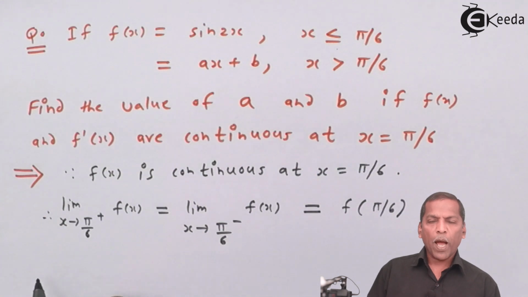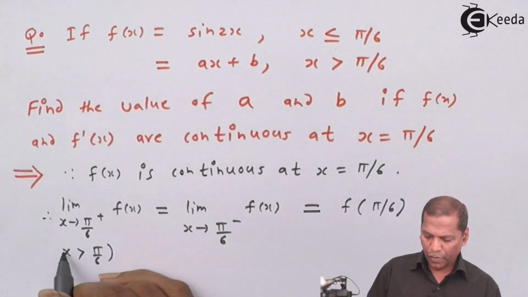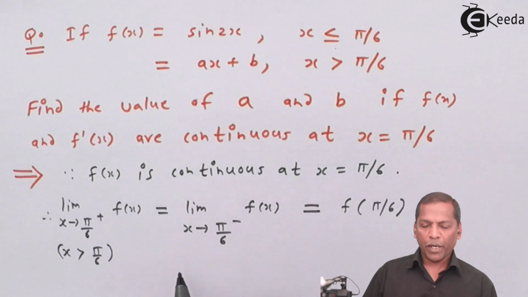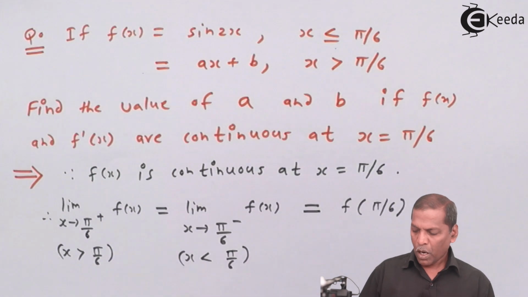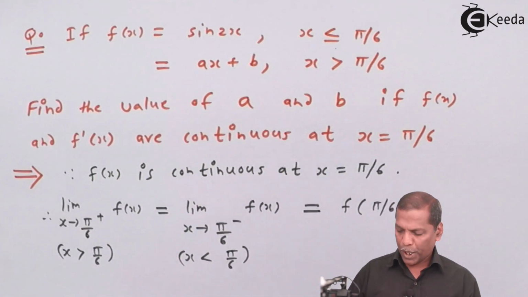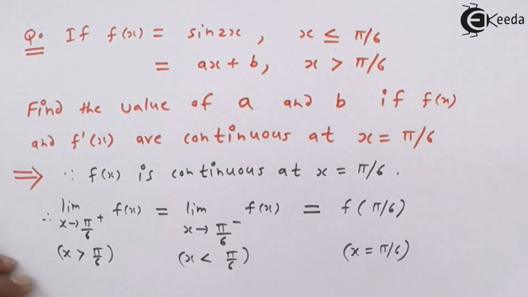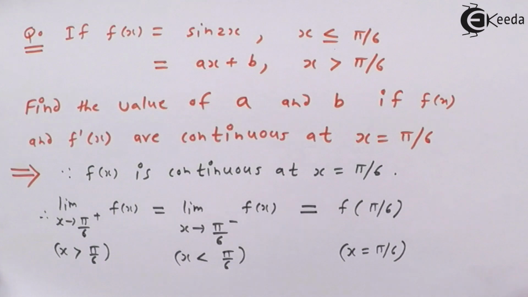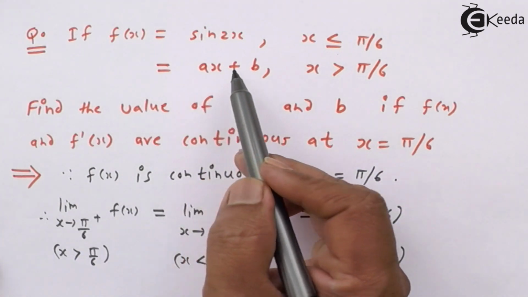Now x tends to pi by 6 plus means a right hand limit, and that is x should be greater than pi by 6. X tends to pi by 6 minus means left hand limit, and that is x must be less than pi by 6, and f of pi by 6 means x equal to pi by 6. Now for x greater than pi by 6, we have f(x) equal to ax plus b.